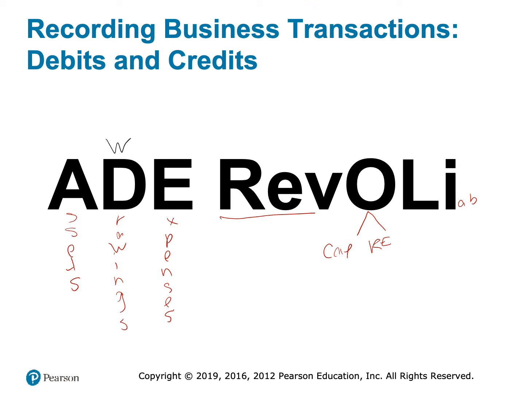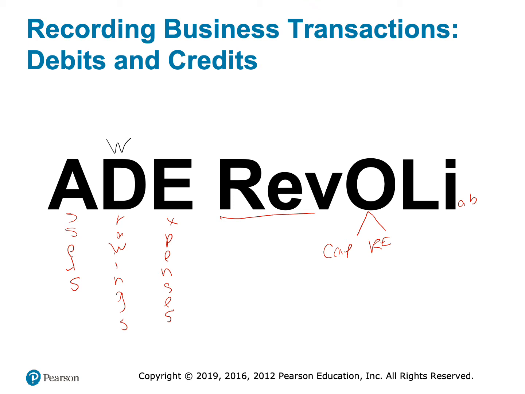So when we're doing a transaction, we'll first ask ourselves, well, what accounts are affected? What type of accounts are these? And then are they going up or down? And then we'll figure out, do we need to debit or credit this account to make it go up or down? Now let's think through this a little bit more.